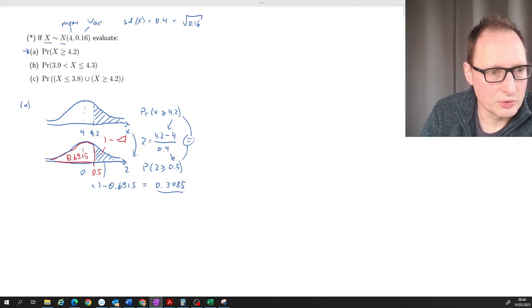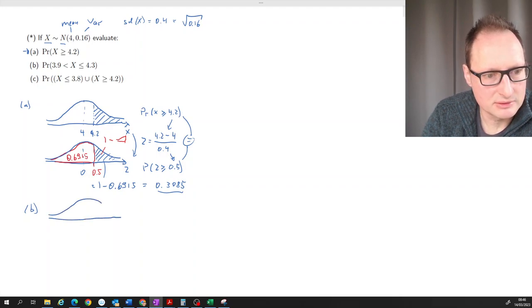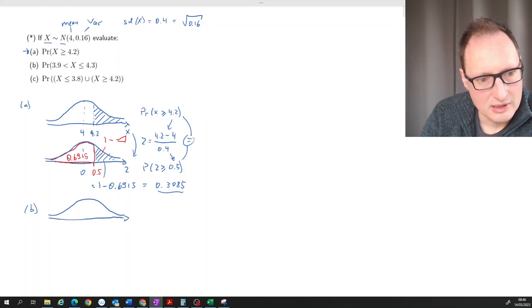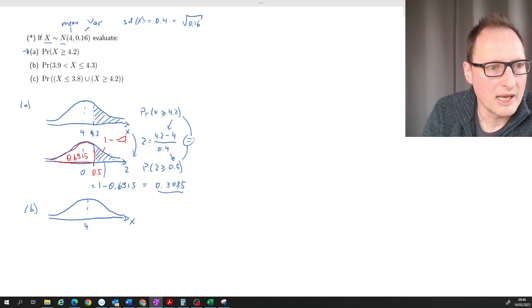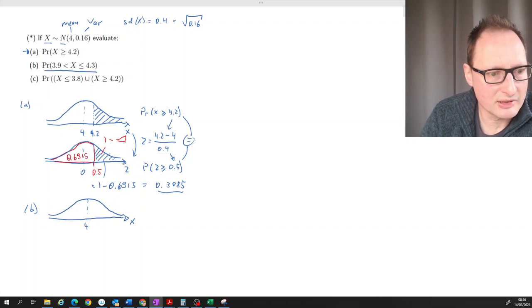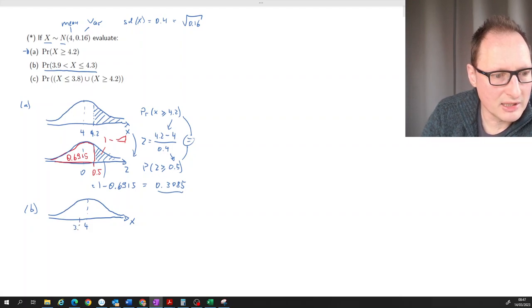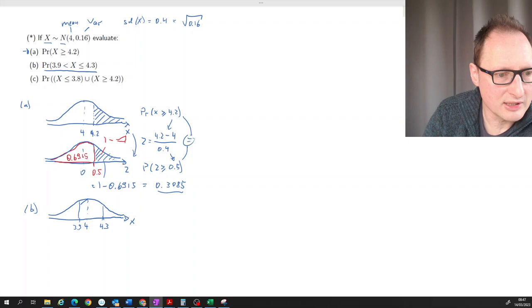So let's move to part B. Again, we start with a sketch. Here's our x distribution, again centered around 4. And now we are being asked for the probability that we end up between 3.9 and 4.3. And the probability we are after is this probability in here.